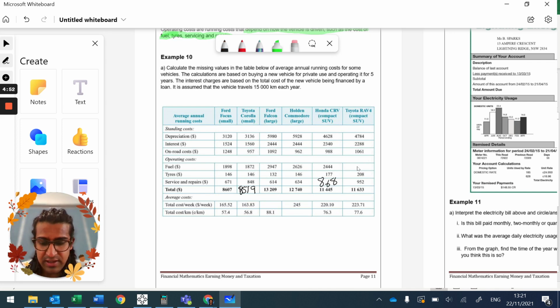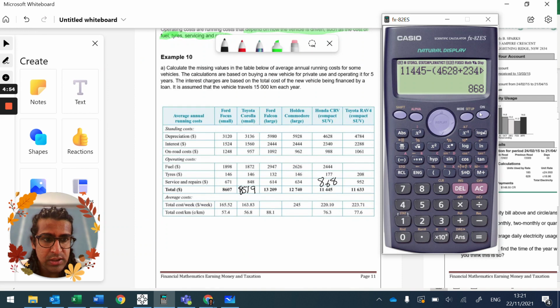We'll do the same thing in there as well. 1,633 minus 4784, 2288, 1061, 208, 52, 235.